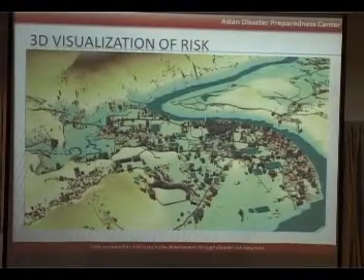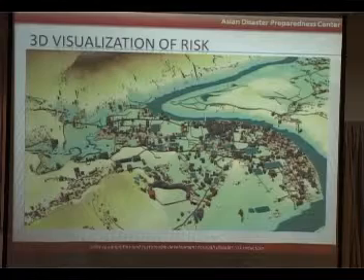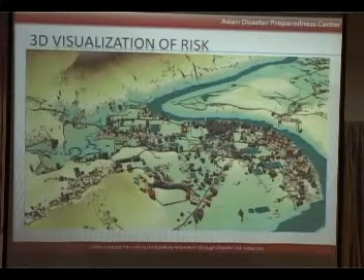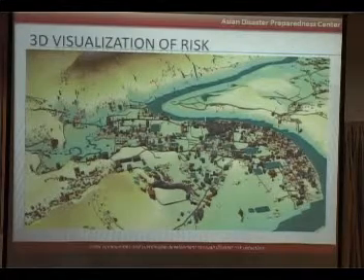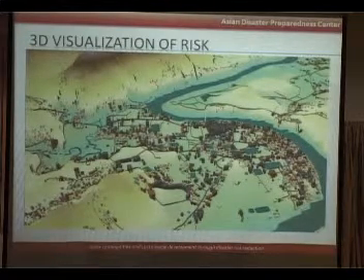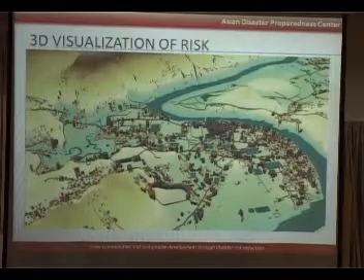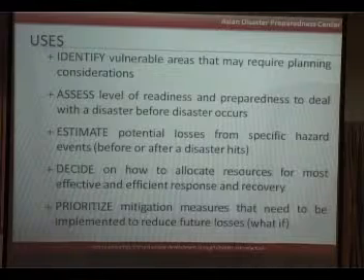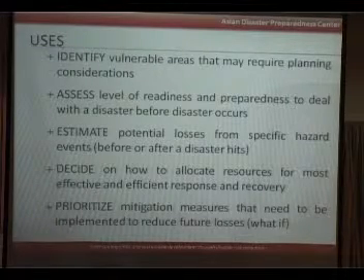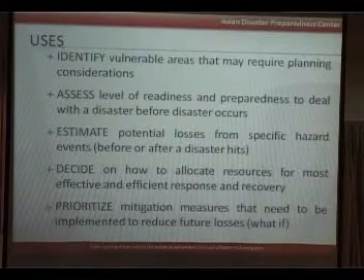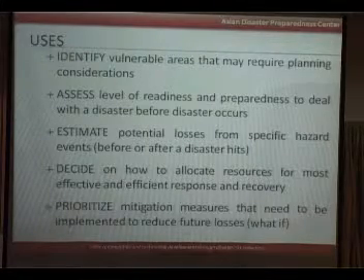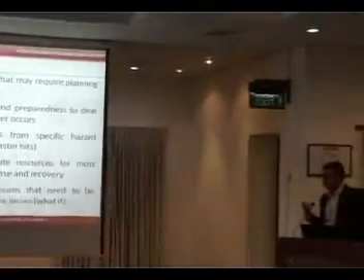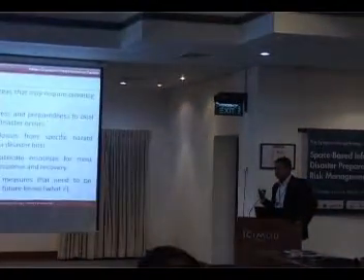So this is the 3D view, how we can see the visibility of risk. We can even see which buildings are in a risk position if we make the map in 3D. So the final thing is what is the use of these things. First is the identification of vulnerability. Next is the level of readiness, whether we are ready to face these kinds of disasters, and then estimating potential loss, how many people.